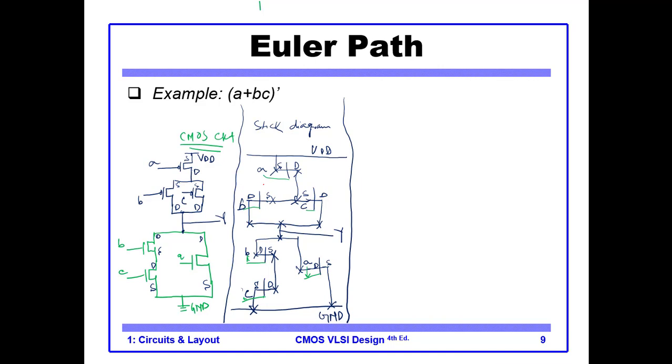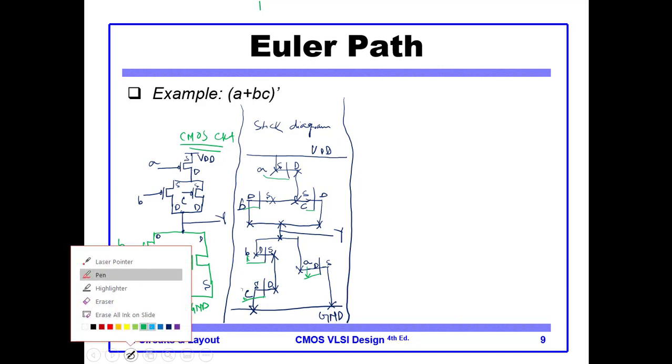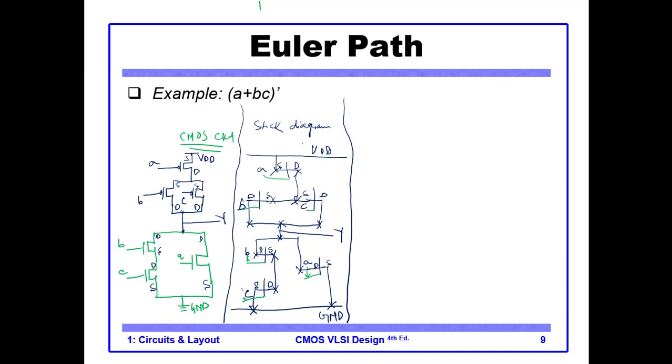So this is one stick diagram, but this stick diagram is non-optimized. Why? Because you see there are so many broken diffusions.